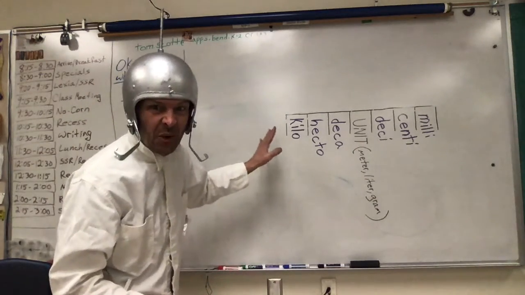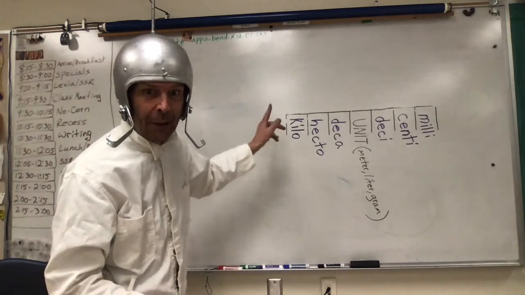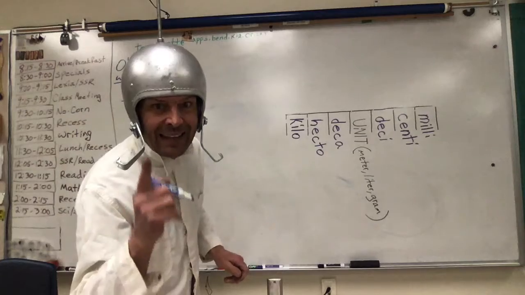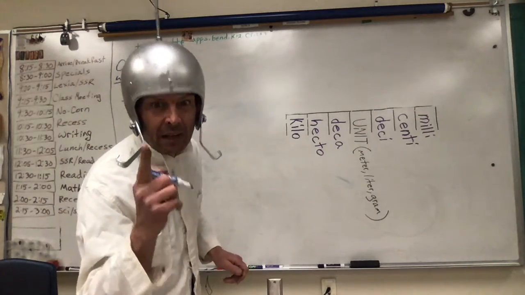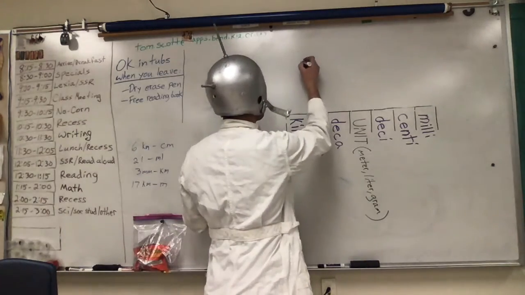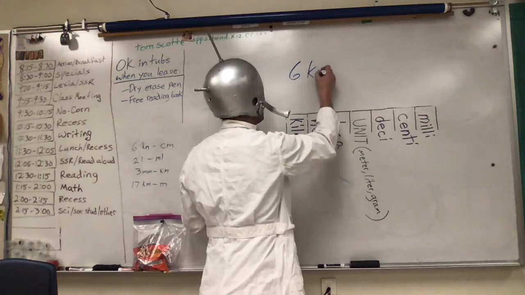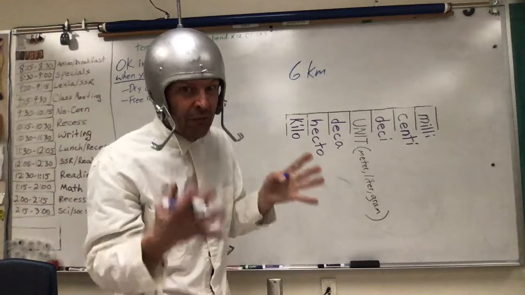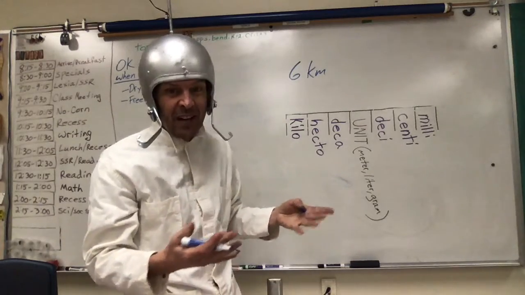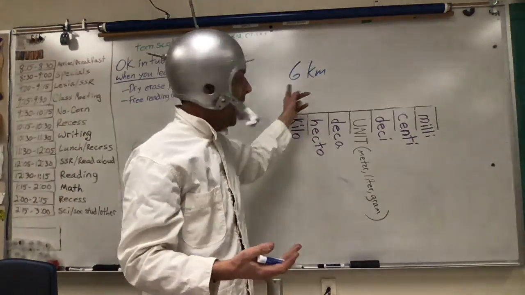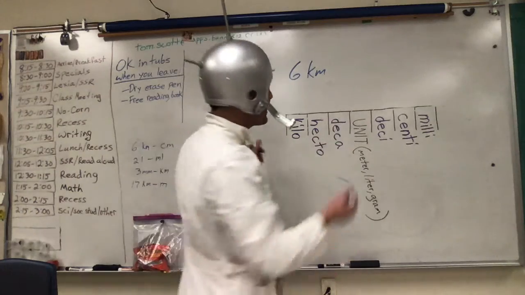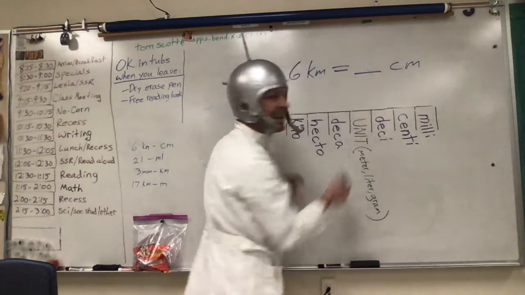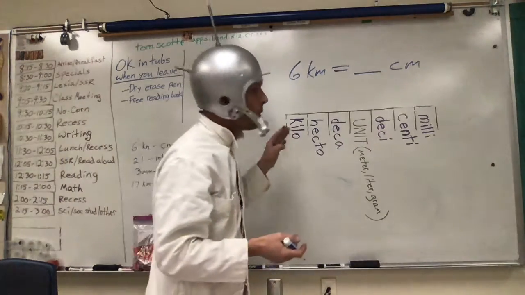So here's what we're going to do. We're going to do a conversion, and I'm going to give you an example. Let's say that we've got 6 kilometers. I'm going to use the abbreviation. 6 kilometers, and we want to convert that into centimeters. In other words, we want to find out how many centimeters that is. 6 kilometers equals blank centimeters. It's blank because we don't know, so we're going to find out.